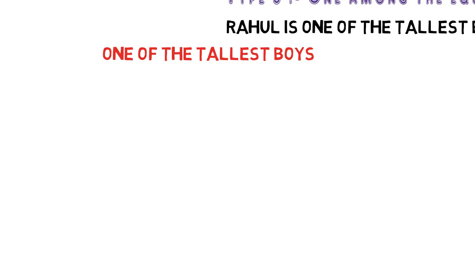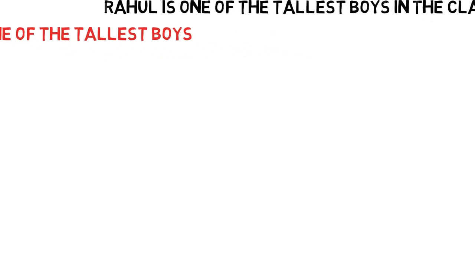This is the main difference. Rahul is the tallest boy. Here it is, Rahul is one of the tallest boys in the class. Look at the noun. Rahul is the noun, and it is compared against other. It is compared against what? Against other boys, many other boys in the class. Okay, so let's see the adjective, the tallest. So it is in a superlative degree.